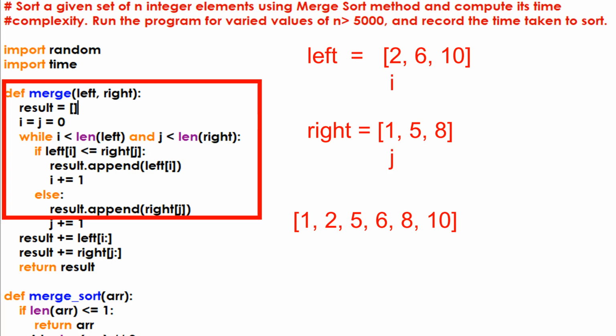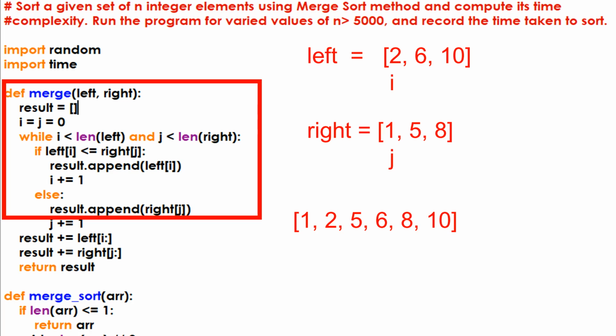i is equal to j is equal to 0. We use two variables to keep track of positions. i is the position in the left list, j is the position in the right list. For example, left 2, 6, 8, i is pointing to 2. Right 1, 5, 8, j is the position. Compare the elements. While i is less than length of left and j is less than the length of right, this means continue comparison while both lists still contain elements.